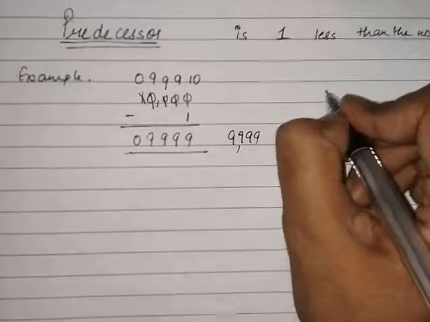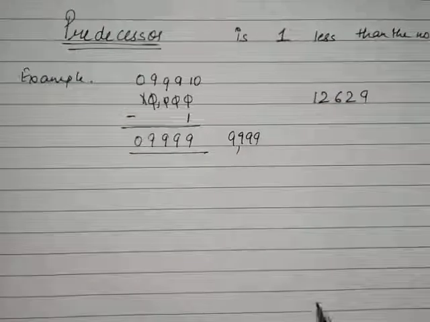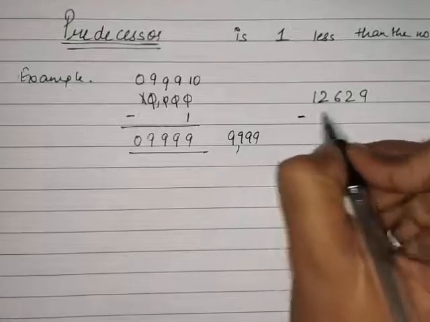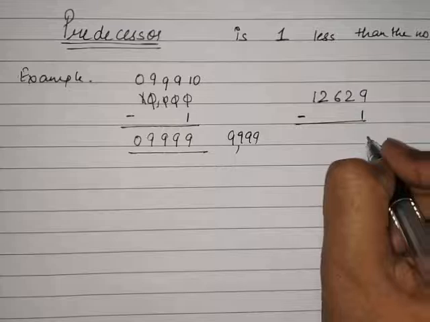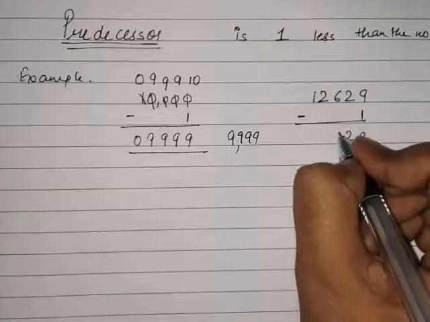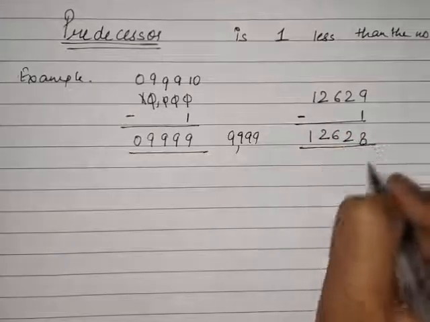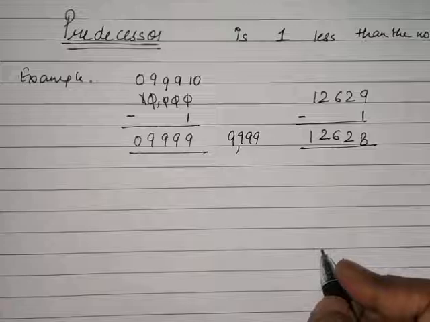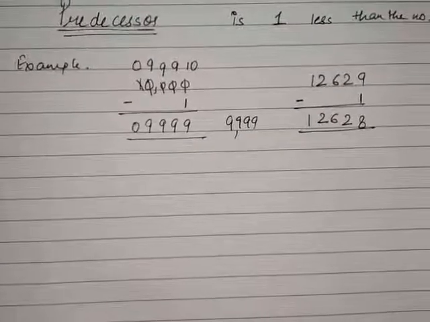See, there is one more example. There is 12,629. Now what is the predecessor of this number? We will get it by subtracting 1 from the given number. 9 minus 1, 8. 2 minus 0, 2. 6 minus 0, 6. 2 minus 0, 2. 1 minus 0, 1. So what is the predecessor of the given number? It is 12,628.